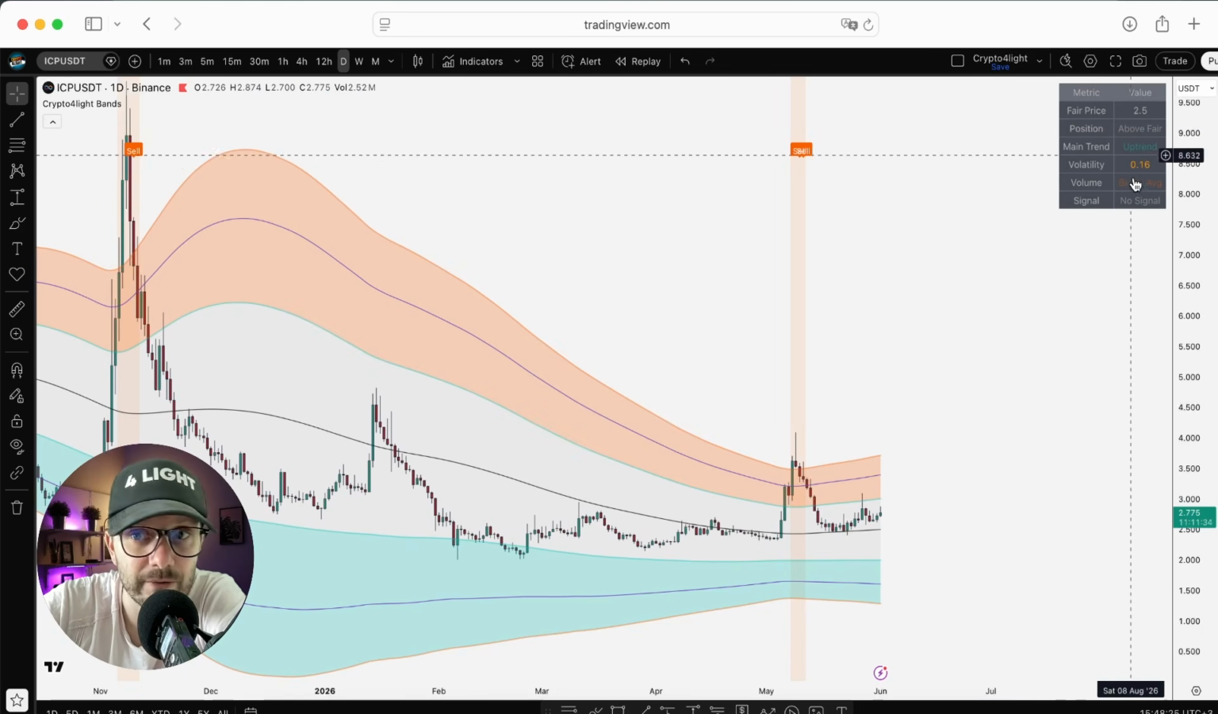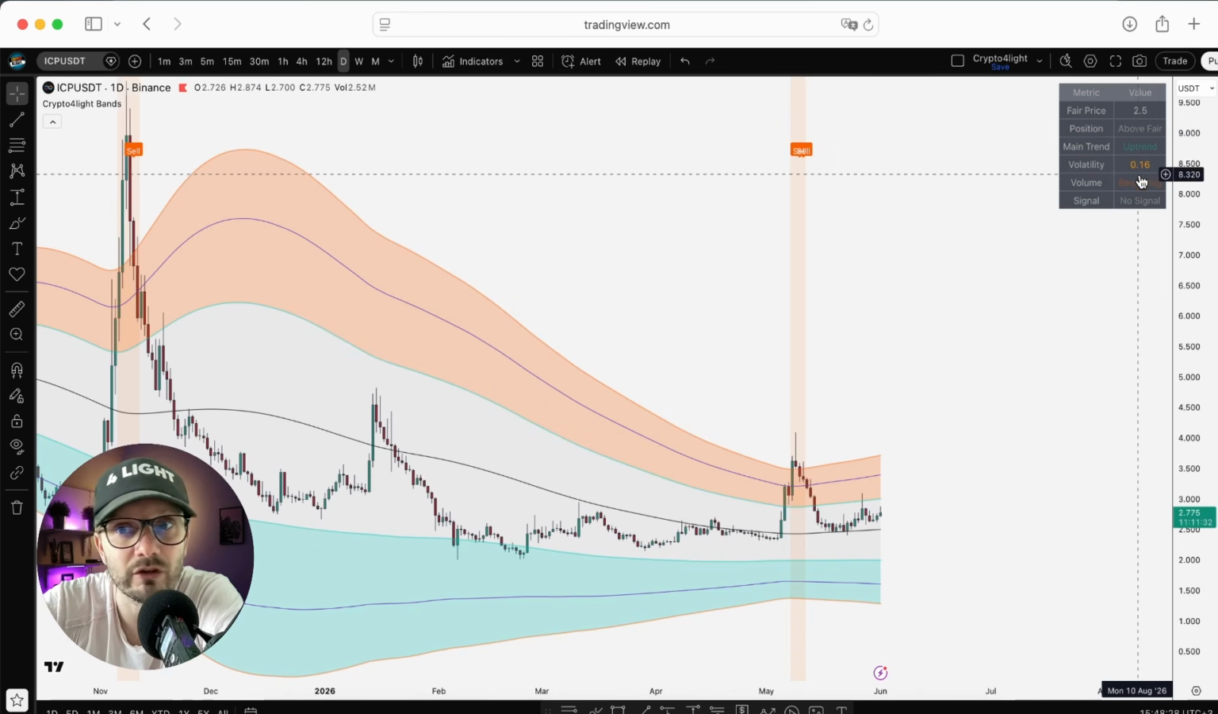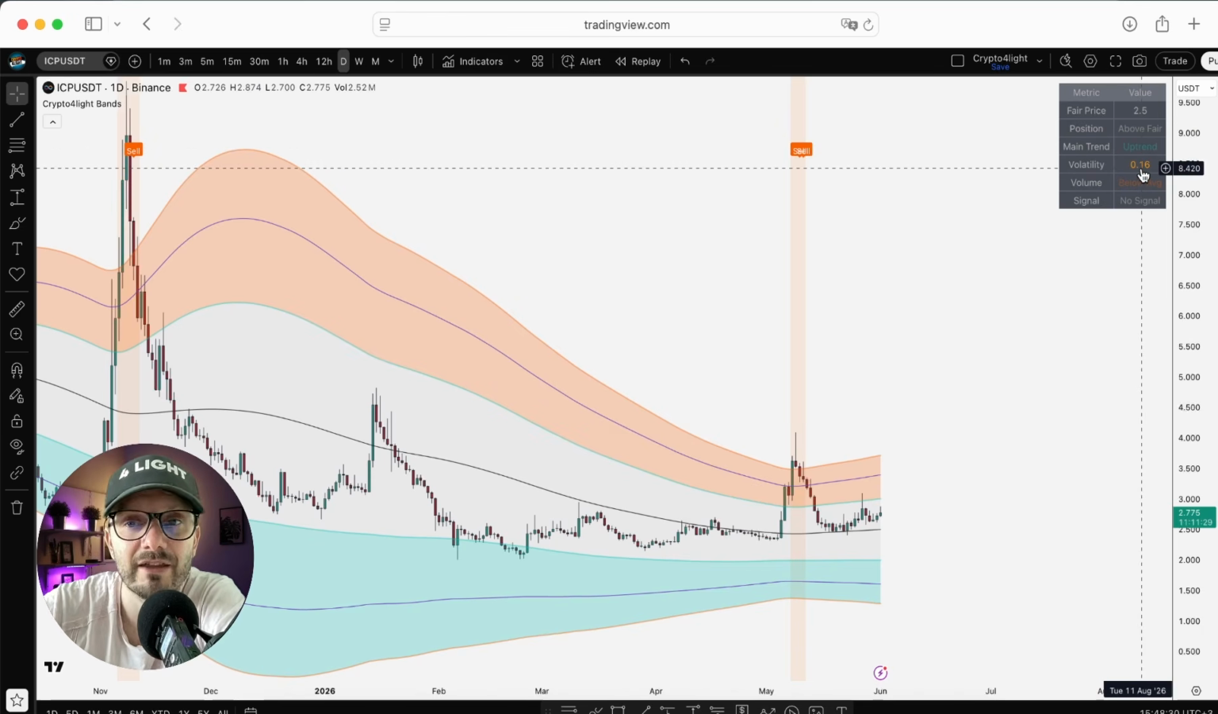We trade above the fair price. The main trend is uptrend. Volatility is 16 cents. What does it mean, the 0.16? It's a 16 cent range now on a daily time frame.